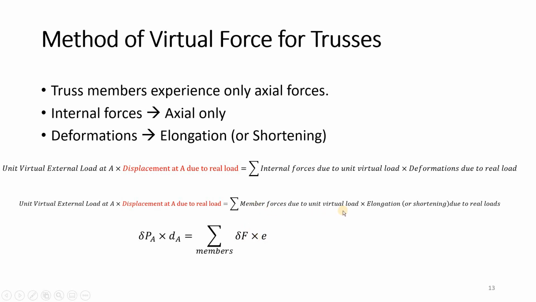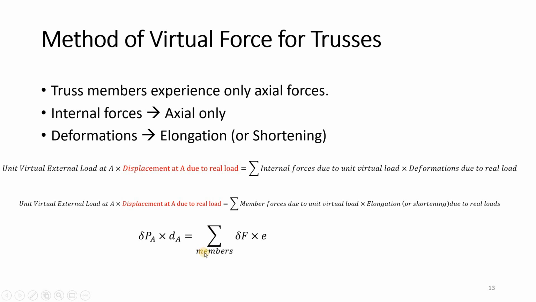Now member forces due to virtual unit load, we have given them the symbol delta F. So when you see delta with a force, whether external or internal, it means it is due to the unit virtual load. This is the unit virtual load externally applied at A, and this is the internal member forces produced due to application of this external load. And then elongation or shortening due to real load we have just represented by e. So this is the elongation of the member, and this is the member force due to unit virtual load.